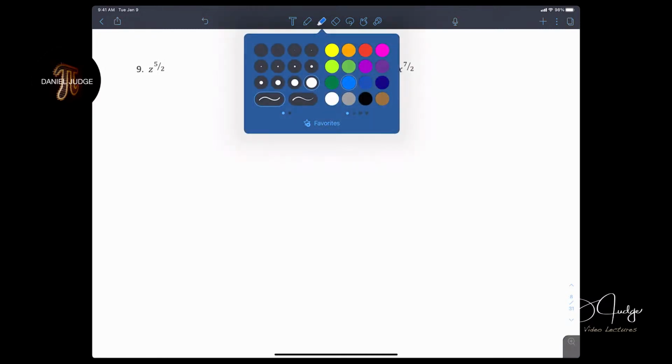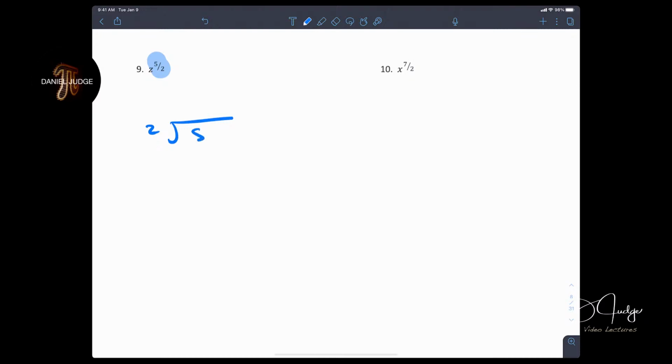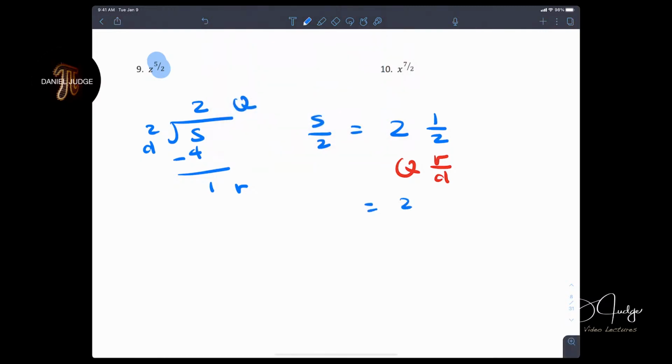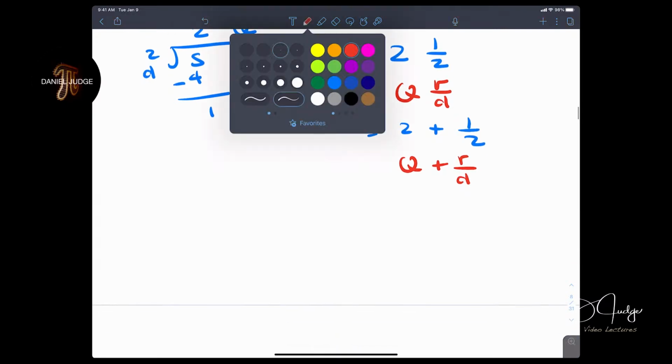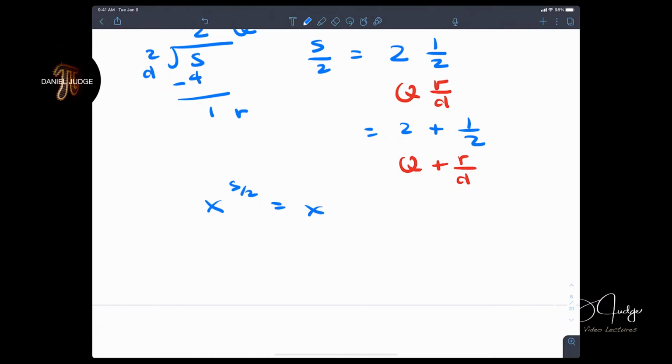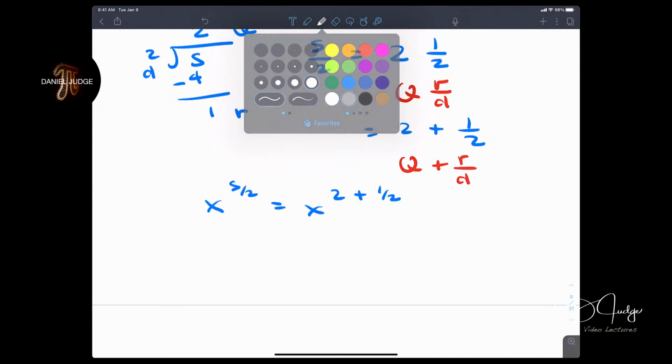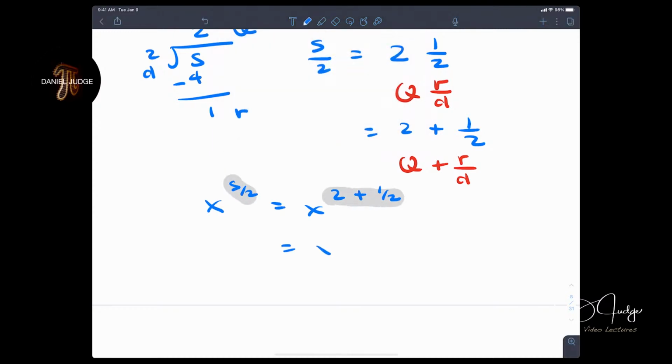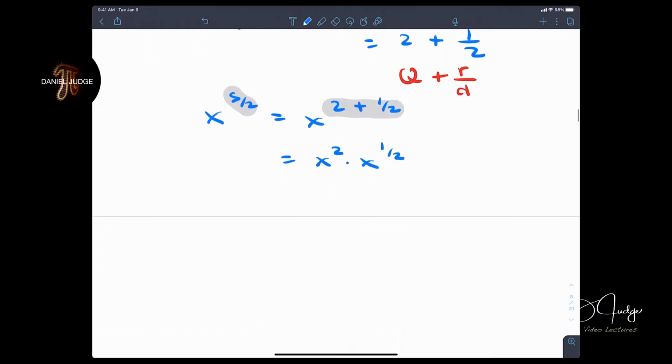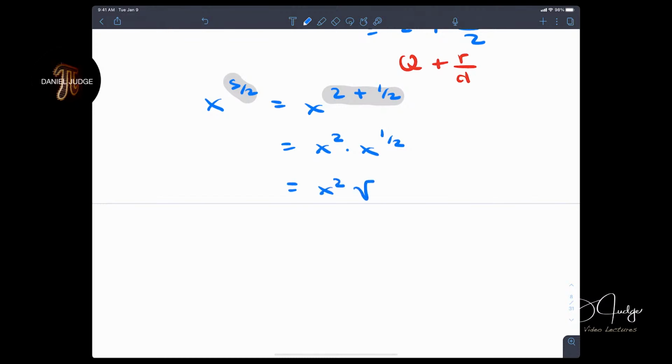Okay. 5/2 now. 2 goes into 5 twice. 2 times 2 is 4. Subtract, you have 1. Quotient, remainder, divisor. 5/2 is 2 and 1/2 because we're writing it as a mixed number. And by definition, that is 2 plus 1/2. That's the whole portion plus the fractional portion. x to the 5/2 is really x to the 2 plus 1/2, which becomes x squared times x to the 1/2. x squared, square root of x. And you are done.